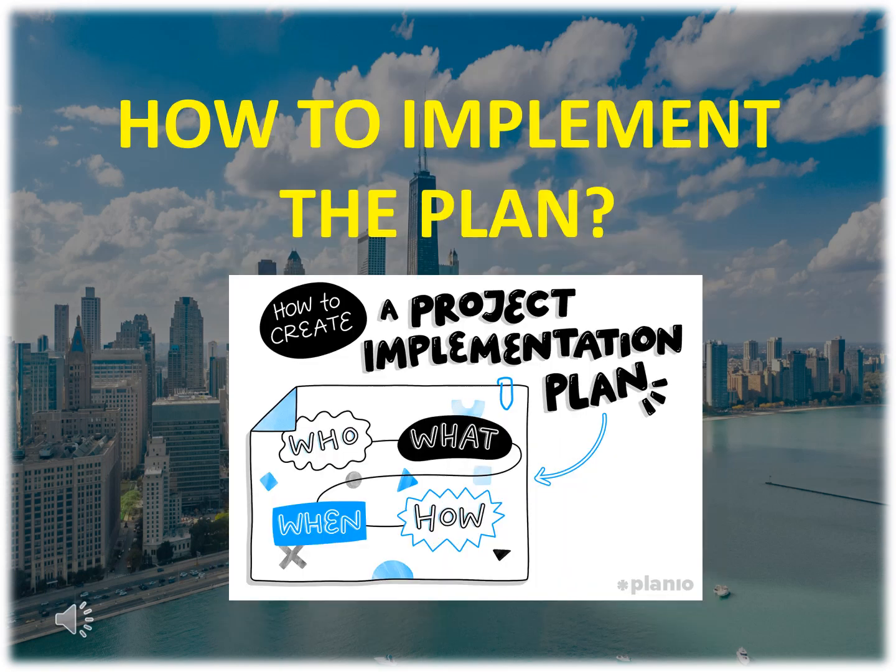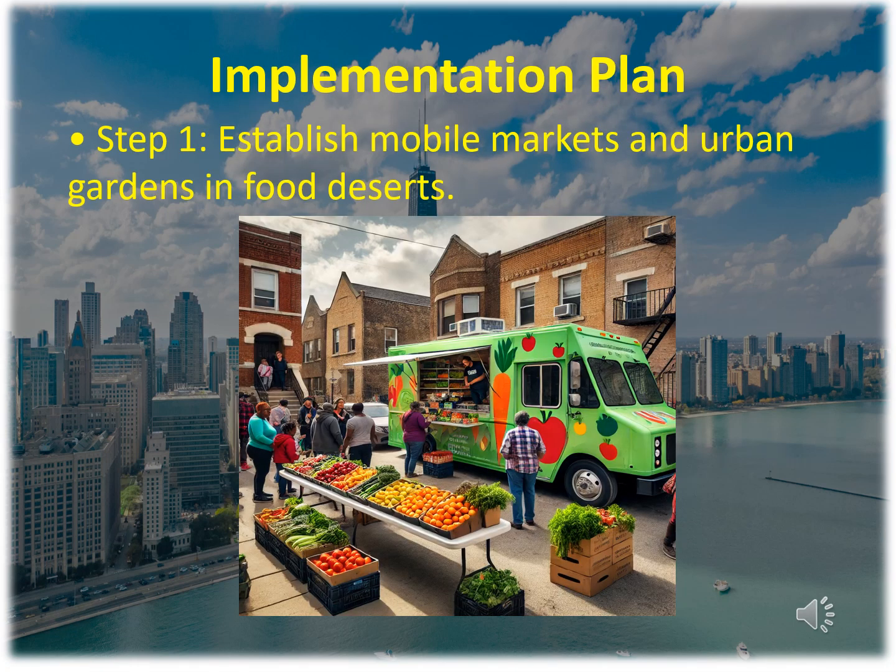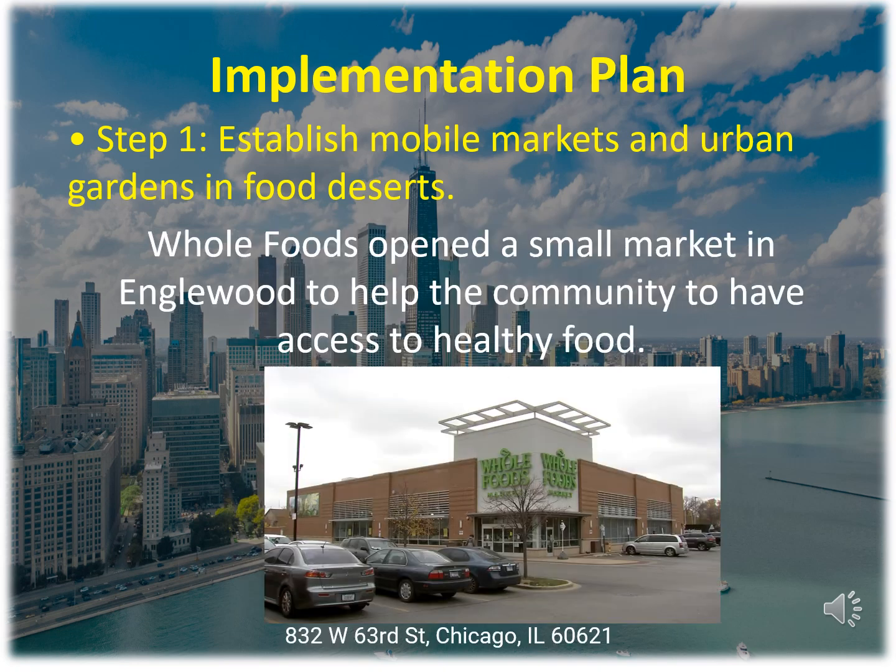So, now, let's dive into how we can implement the plan. Step 1. Establish mobile markets and urban gardens in food deserts. Whole Foods was kind and opened a small market in Englewood to help the community have access to healthy food. My family and I lived in Oak Lawn, Illinois, which is southwest Chicago. We shopped at this Whole Foods all the time because the prices were about 25% lower than other Whole Foods. When we shopped there, the store was mostly empty because Englewood was a low-income community.